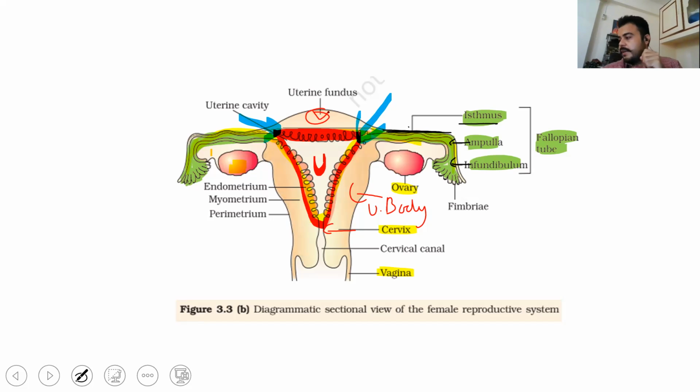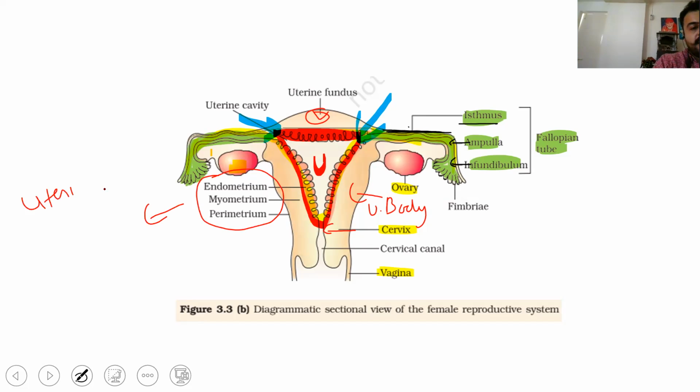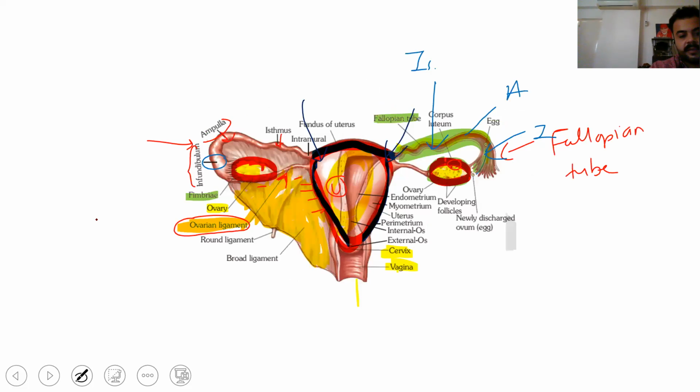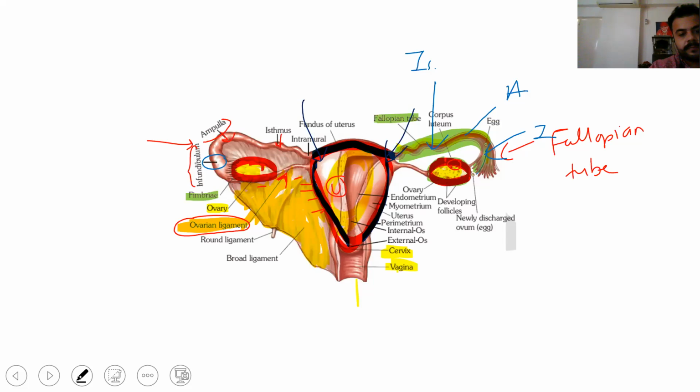So now the uterine wall. If we talk about the uterus wall, it has three layers. If you look at these three structures, these are all divisions of the uterine wall. These are basically the endometrium, then we have the myometrium, and then we have the perimetrium.